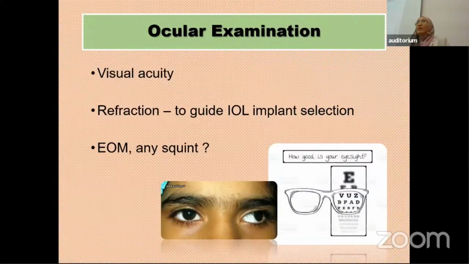So most of the patients can control it. Okay, close one eye, can fixate. But if cannot, then we need to do under GA. Okay.